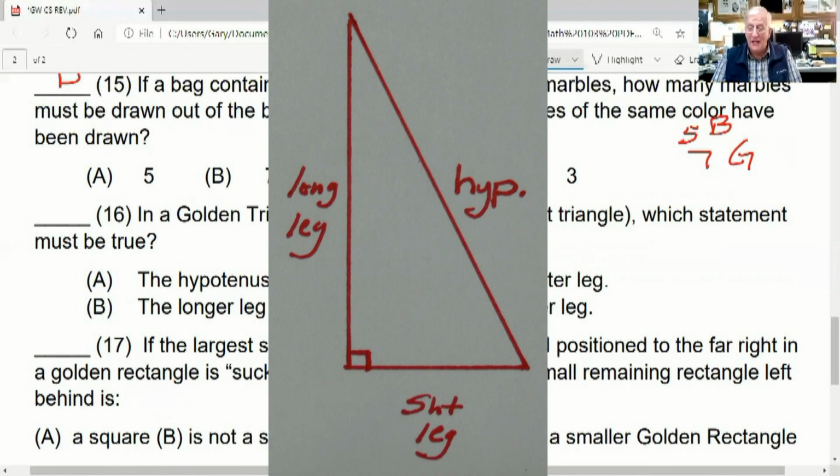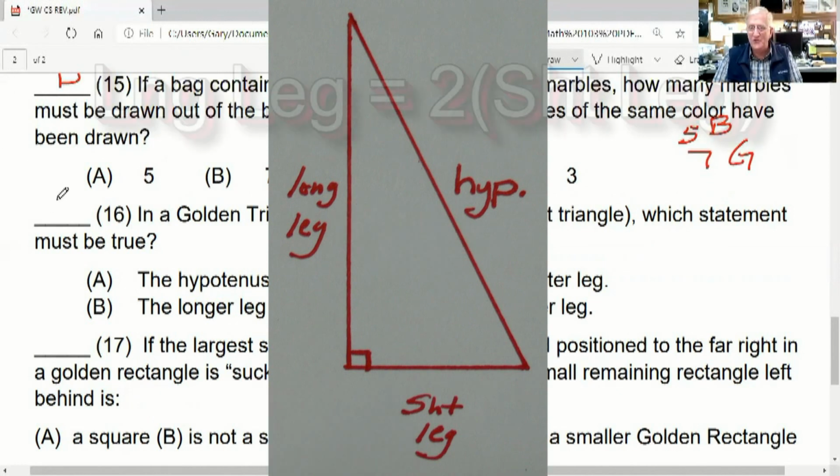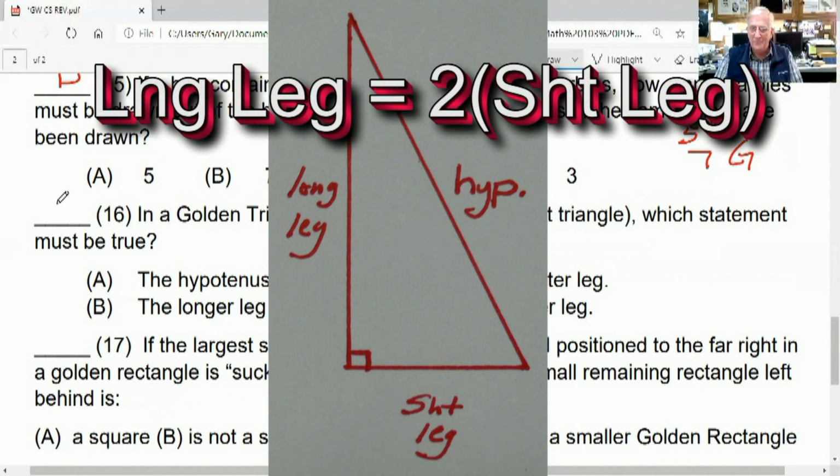Well, I'm sure you realize that the correct answer to this problem is B. The legs are compared in such a manner that one is twice the length of the other. So it is choice B.